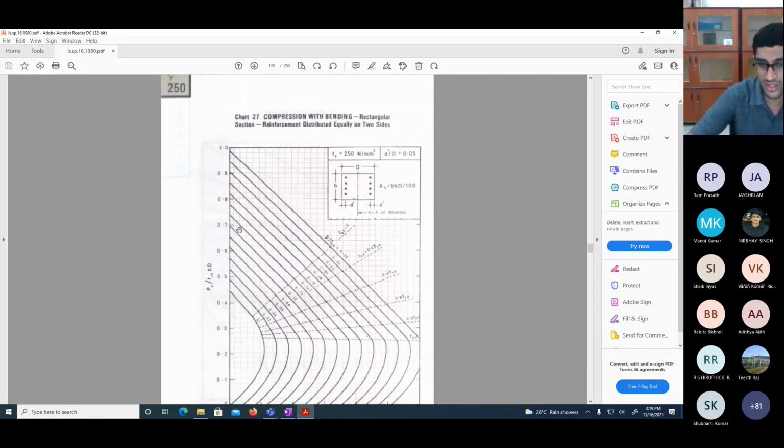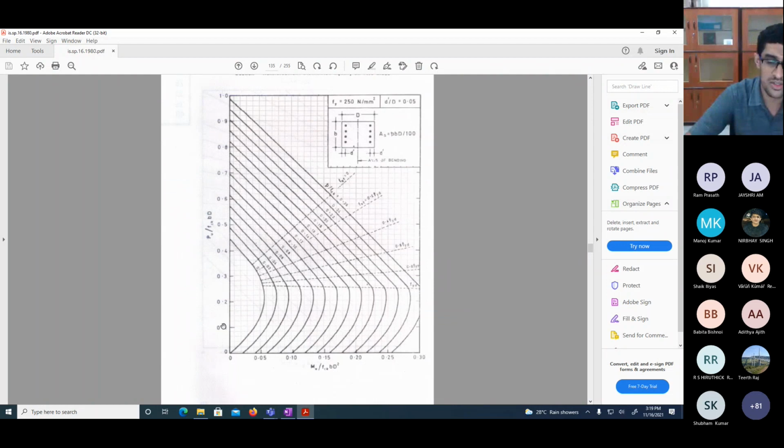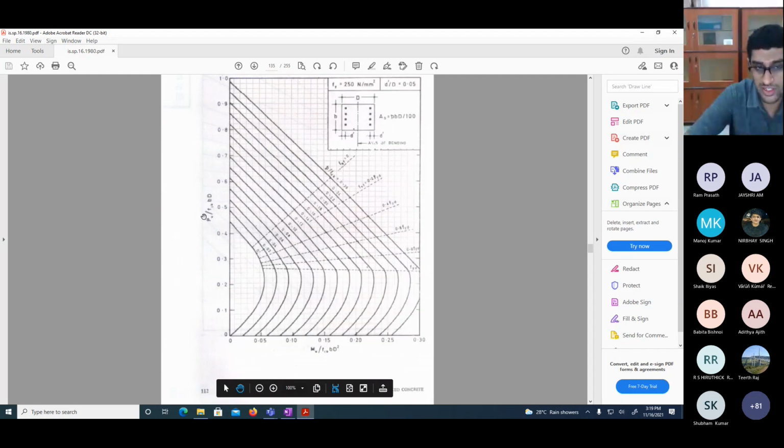Okay. And if you look at any of these charts, on the y-axis you will have Pu by fck b D, and on the x-axis you will have Mu by fck b D square. Okay. And depending on the combinations of load and the moment that you have, you can choose any of these curves. Each of these curves represents a certain value of p by fck. P, small p, not capital P, small p by fck, where small p, I'll probably zoom it a bit.